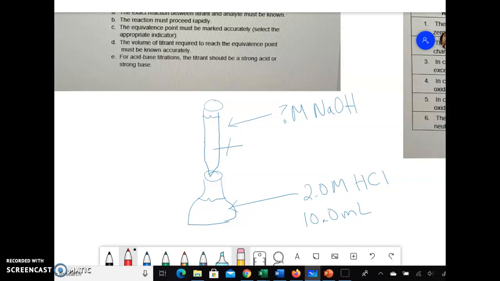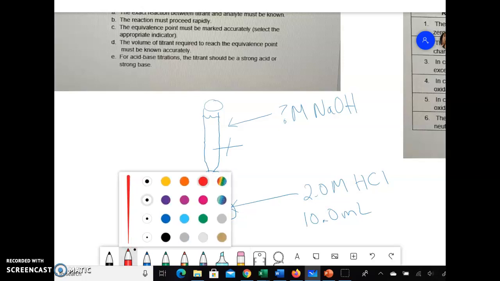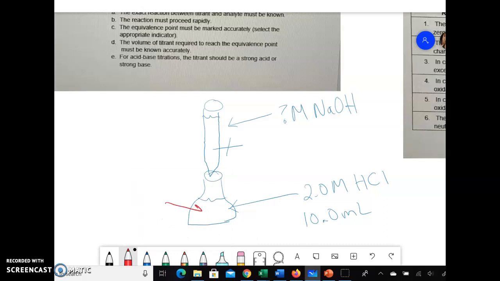And then there's one more thing that you'll put into the flask as well, and that is going to be an indicator. A lot of times we use phenolphthalein. You may have heard that from first year chemistry. Phenolphthalein is clear in an acid and it's very bright hot pink in a base. So when you drop a few drops of that into the flask at the bottom, it's going to be clear because it's an acid.